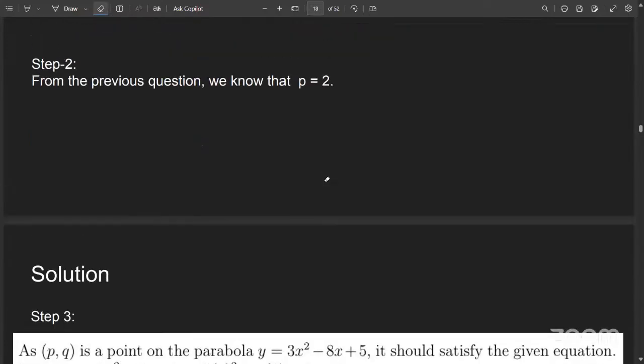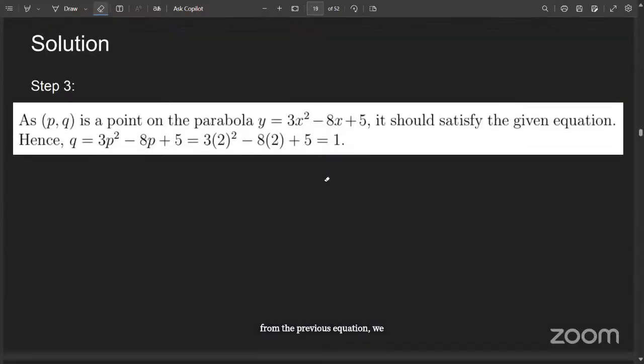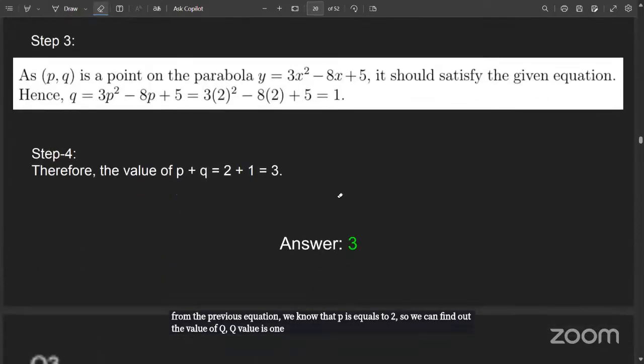From the previous equation, we know that p is equal to 2. So we can find the value of q. The q value is 1. So p plus q is 3.